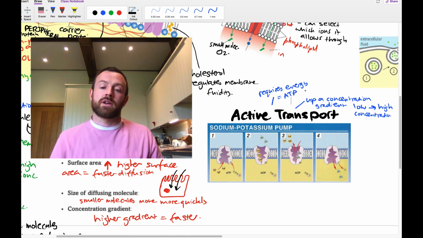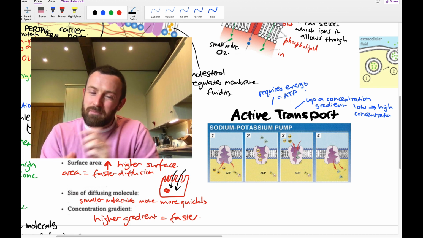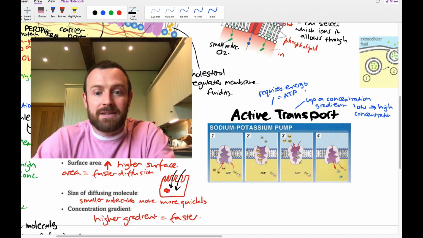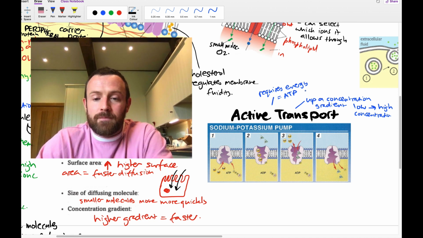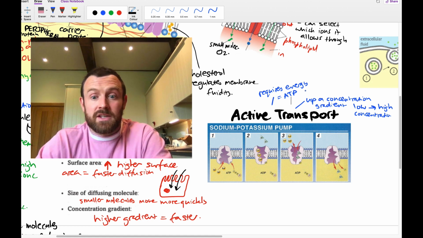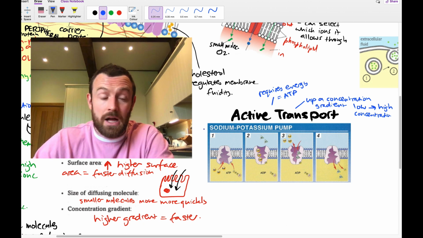ATP, we'll learn about it more in year 13. It's called the kind of energy currency of the cell. It's how the cell pays for processes that require energy. So ATP is needed. And one of the proteins that uses ATP to transport things is the sodium-potassium pump. This is a really, really important protein in the cell.